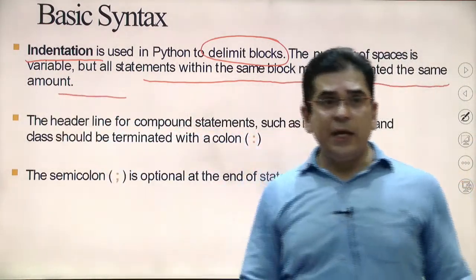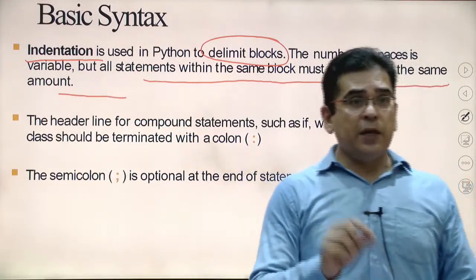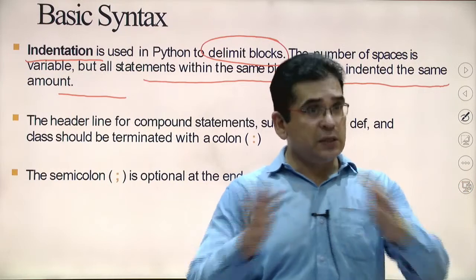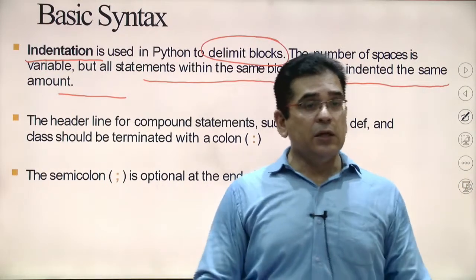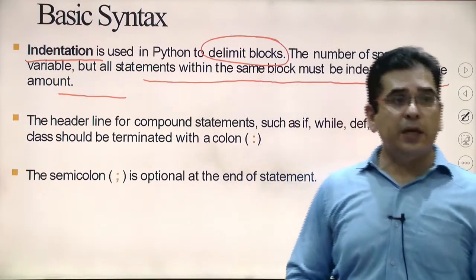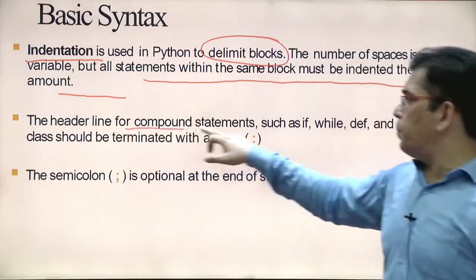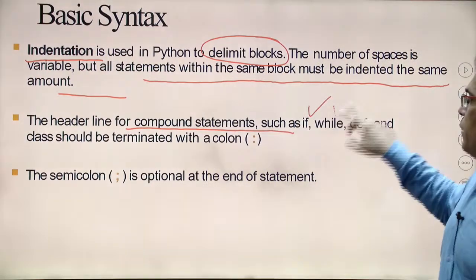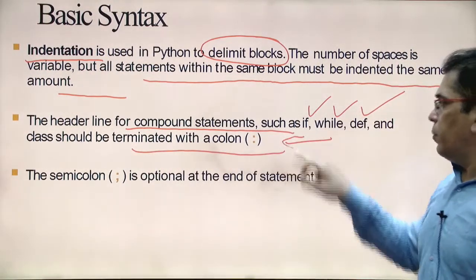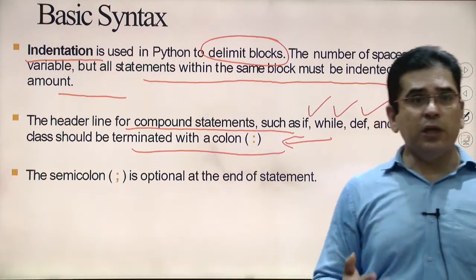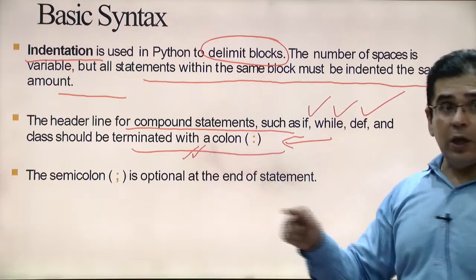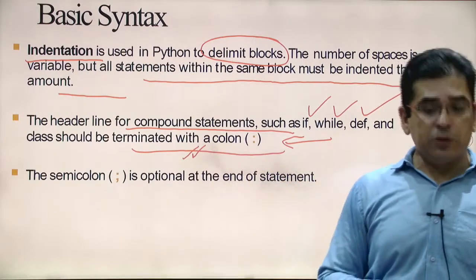amount. Like if you have the first line starting from index 0, then you give a tab, after that the second delimited block starts, then another tab, the third delimited block starts. So you need to maintain the indentation. The header line for compound statements such as if, while, def, and class should be terminated with a colon. It means if you are defining an if condition or while condition, then the line should terminate with a colon. This is the basic syntax of Python.